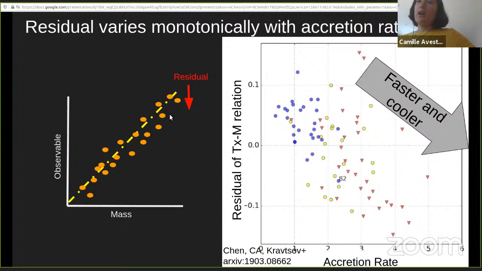So looking at the residual for a particular example of the TXM mass observable relation as a function of accretion rate, what we see here is that faster accreting clusters are cooler. The way to think about this is, if you're faster accreting, you're accreting a lot more material that has a lot of bulk kinetic motion, so non-thermal pressure support, that has not yet been able to thermalize. So it's relatively cooler. And because it's recently accreting, you're also going to be rounder, right?